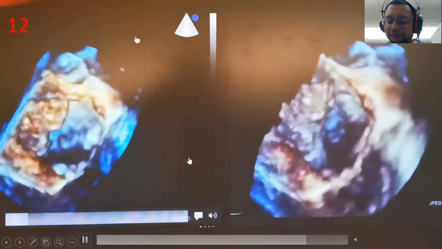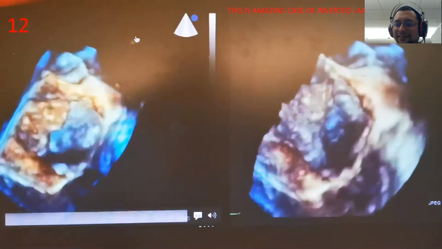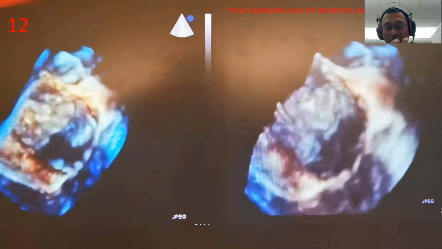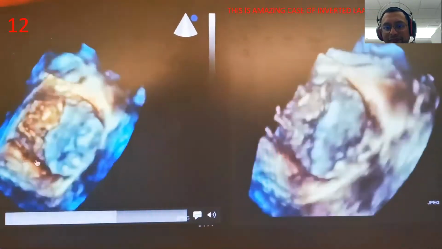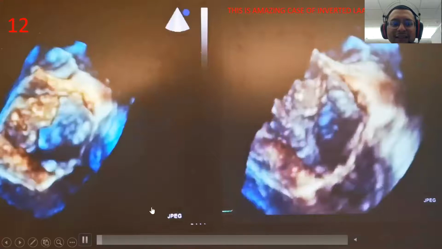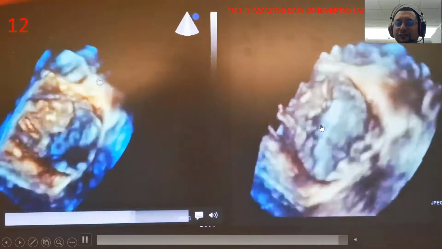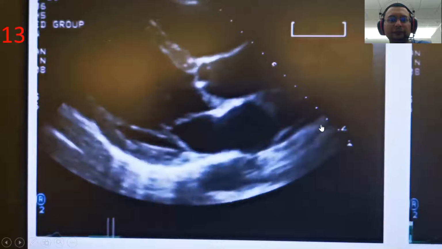Sarah, do you agree or not? Yes. I mean, how do you confirm that? Just by TE, they actually confirm it with TE. They look at the TE and say that looks like an inverted LAA appendage. Nice, from the 3D view. So this is an amazing case of inverted left atrial appendage.